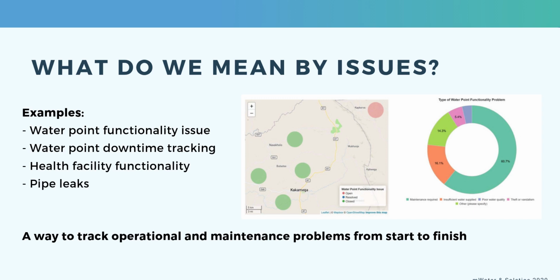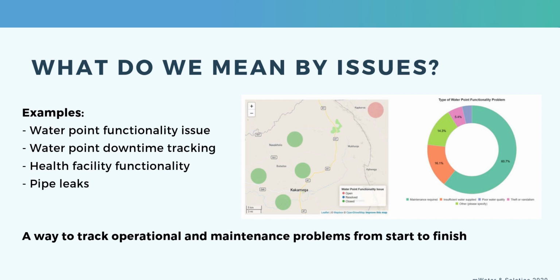First of all, what do we mean by issues? I'll give you a couple of examples. For example, water point functionality issues. So if something breaks, you can track it, you can see and give updates when it is fixed and visited, and then you can check and verify that everything's complete and close the issue. It's possible to track the downtime of water points so that you can see the uptime indicator of water points.